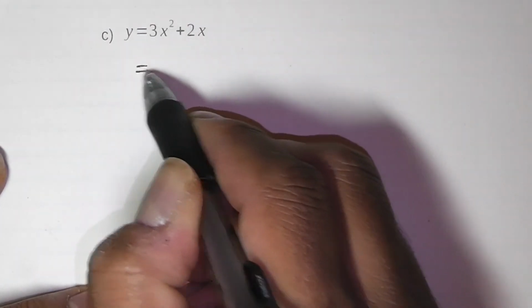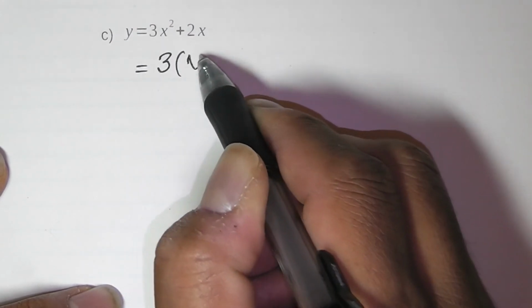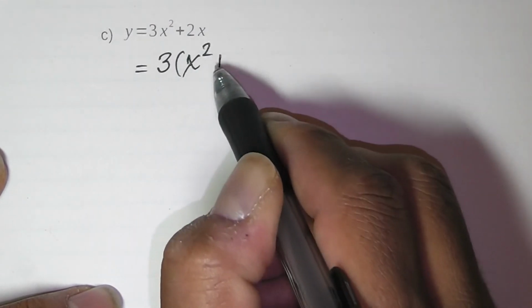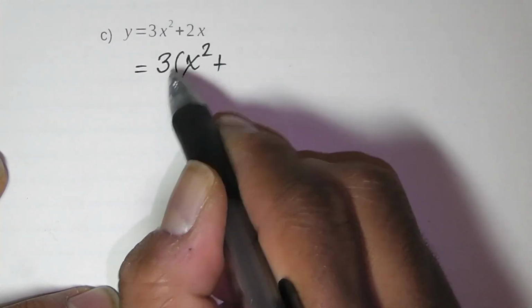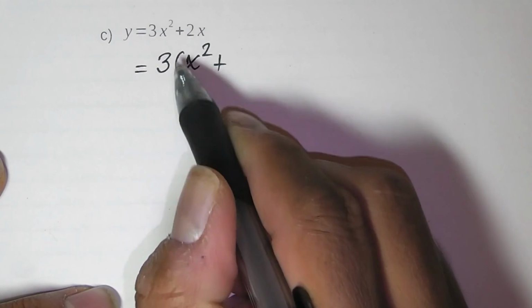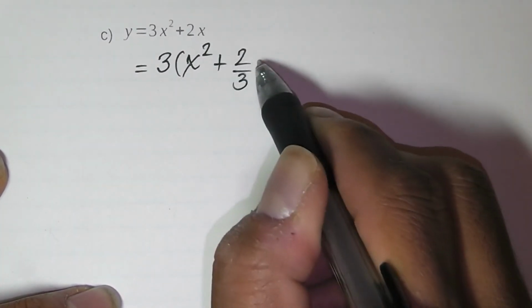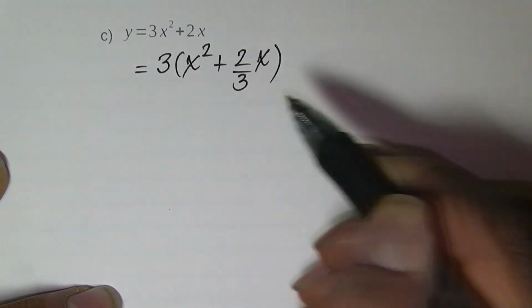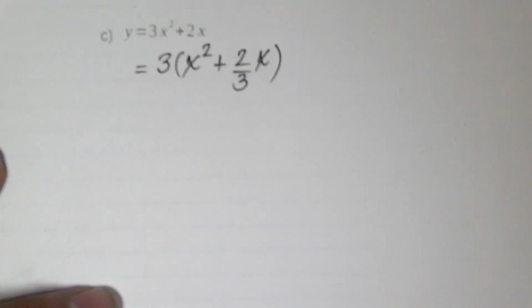Alright, so I'm going to factor out the coefficient of x squared, which is 3, x squared plus, to get this number, it's basically that over that coefficient. So 2 over 3 x. So this times this would cancel out, giving you the 2x.